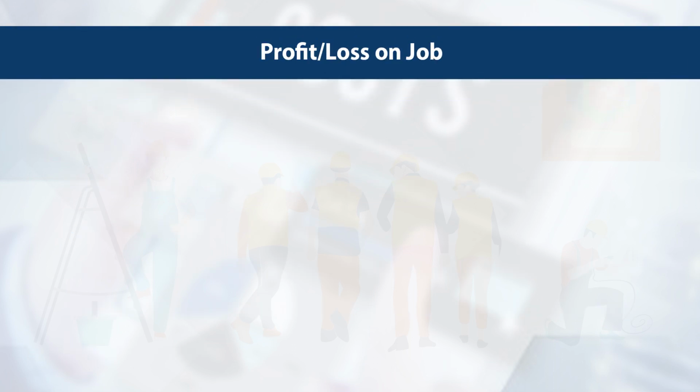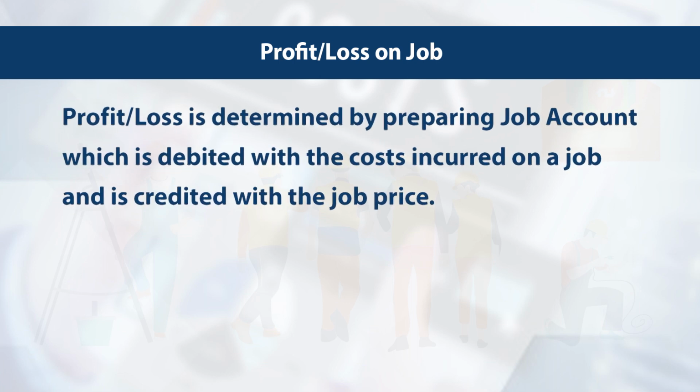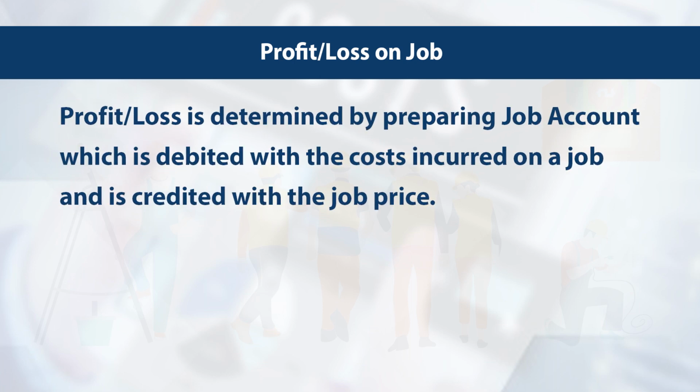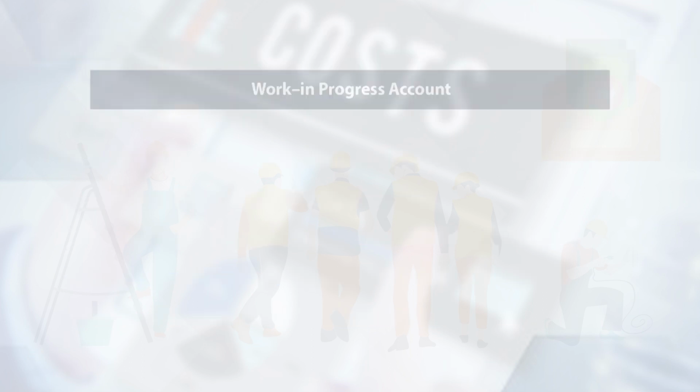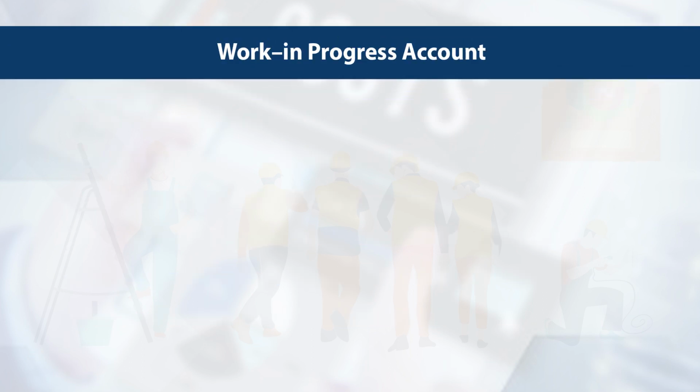Let's understand accounting for profit or loss on job. Profit or loss is determined by preparing a job account, which is debited with the cost incurred on a job and is credited with the job price. Excess of credit side total over debit side total indicates profit, and excess of debit side total over credit side total indicates loss.